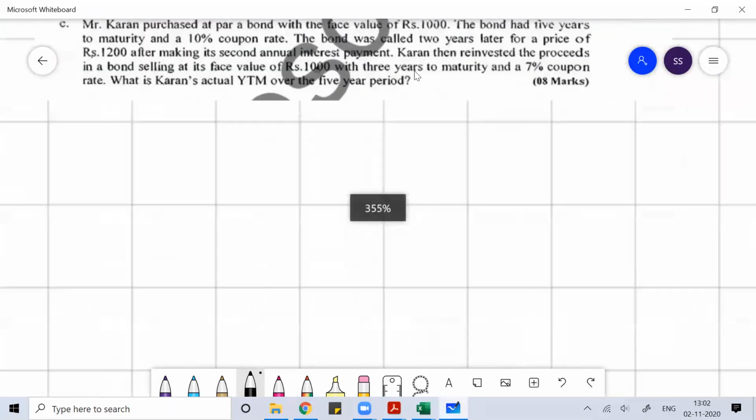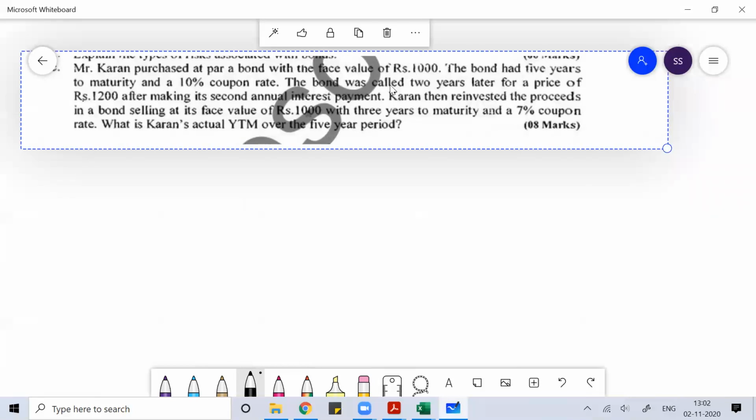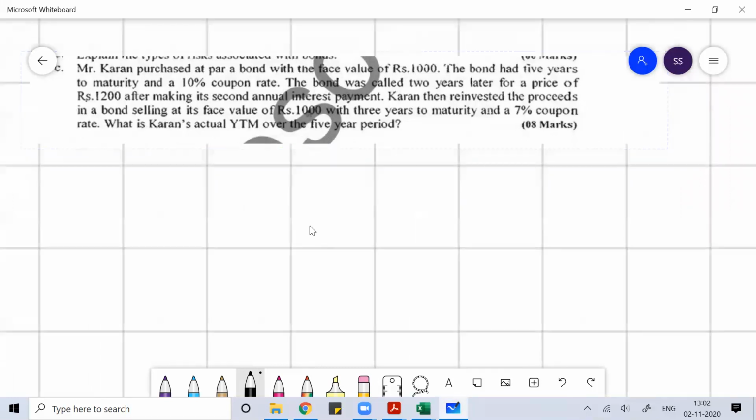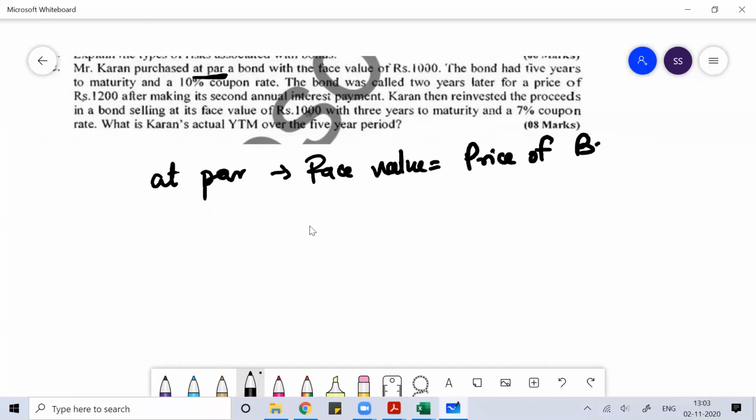Now you see this question. This question, in your exam, is for 8 marks. Mr. Karan purchased a par bond with a face value of 1,000 rupees. A bond at par means your face value is equal to the price of the bond.